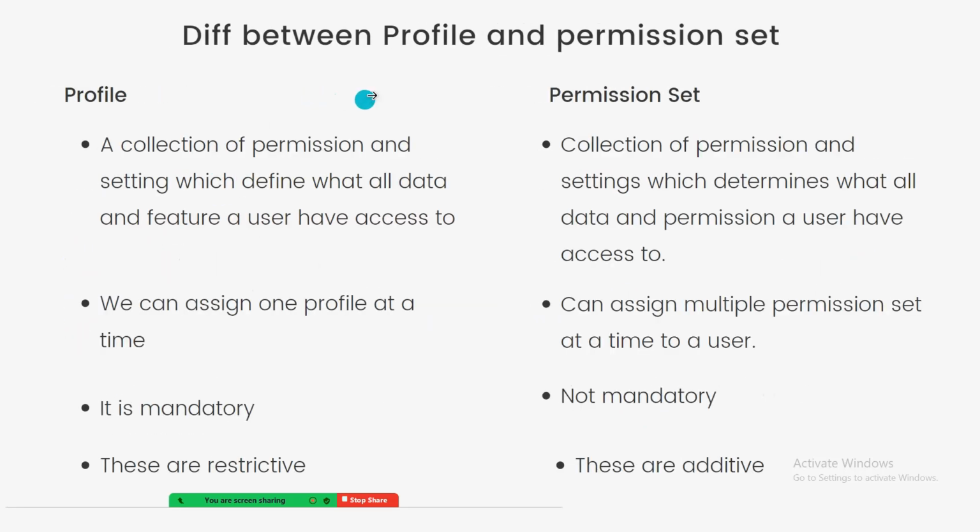Now, the difference between profile and permission set. This is also a question which is generally asked in the interviews. So what is the difference? So yes, first of all, the definition: a profile is a collection of permissions and settings which define what all data and features a user has access to, and a permission set is a collection of permissions and settings which determine what all data and permissions a user has access to.